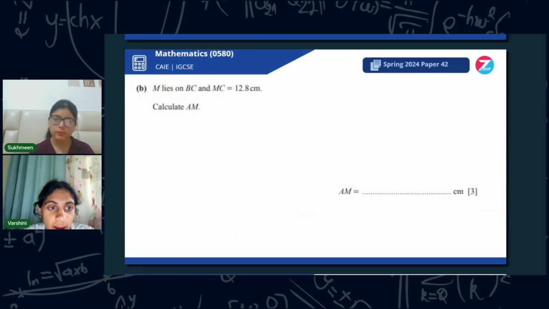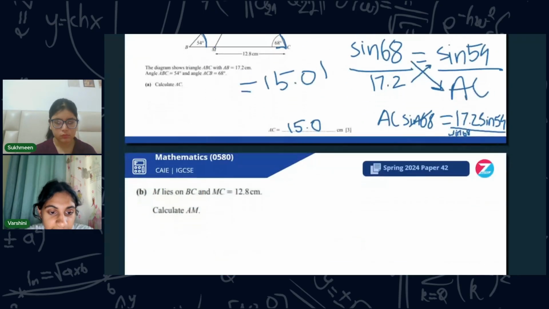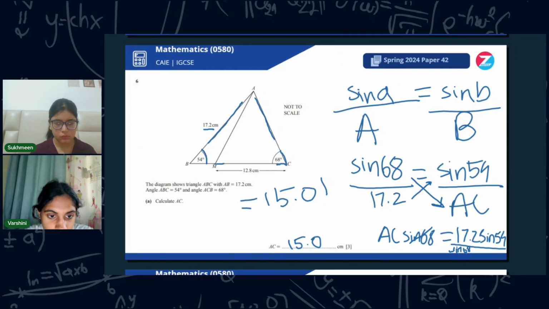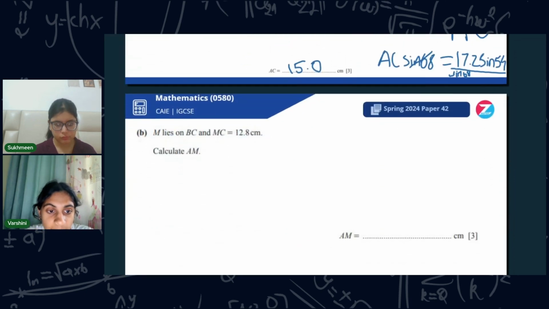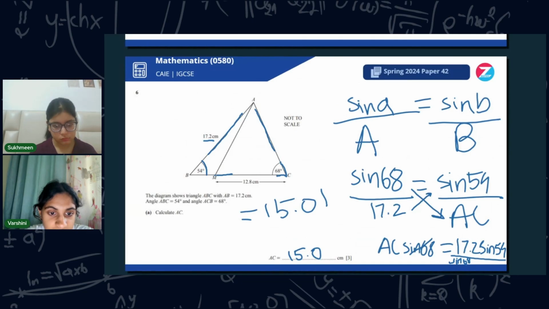Okay. Question part B. M lies on BC and MC equals 12.8. So over here, we can clearly see this point, and they're telling us that MC is equal to 12.8. So that's MC, this length, which they've already shown us is 12.8. They want us to find AM, which is this line that they've drawn.